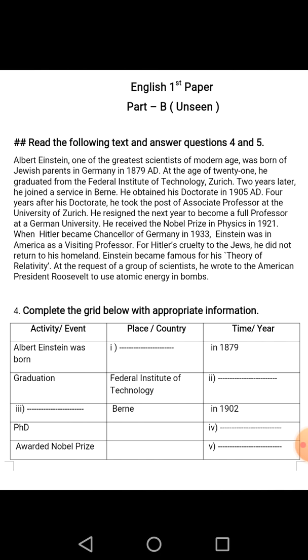You can see a grid here. In question number 4, you need to complete the grid below with appropriate information. Boys, you all know how to answer the information transfer. You only need to write down the answer in one word.